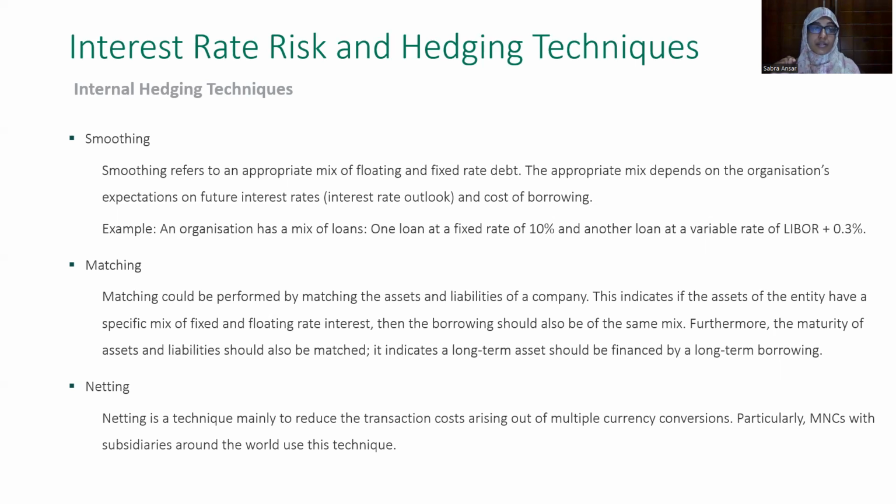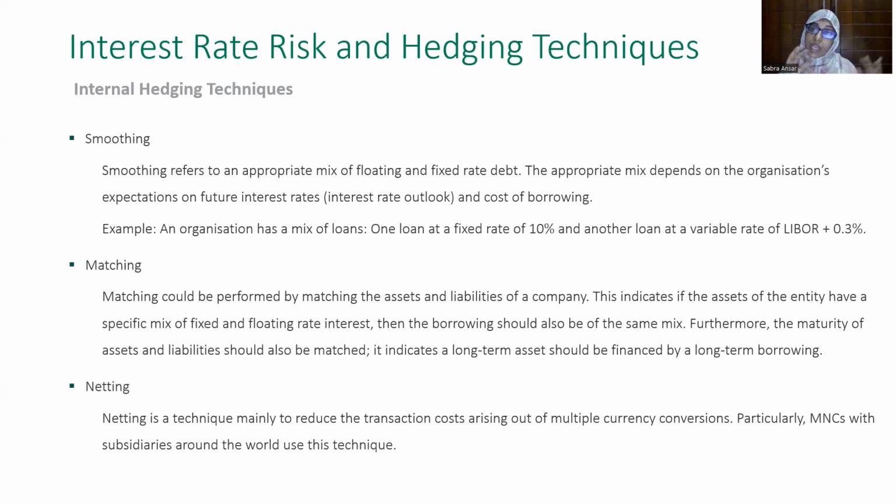Now you would wonder what this is for, what's the difference and all that. So let me give you an example. An organization has a mix of loans. Let's say one loan has a fixed rate, which is 10%, and the other loan has a variable rate, which is LIBOR plus 0.3. This is the mix of loans that I use for smoothing.